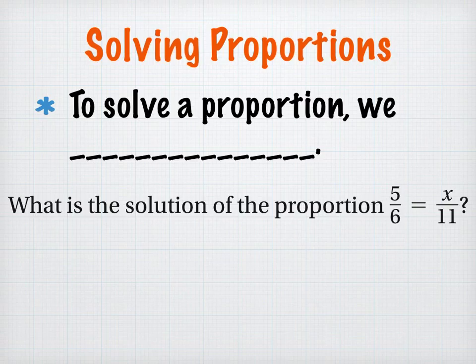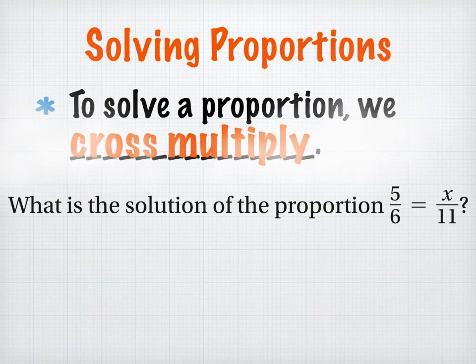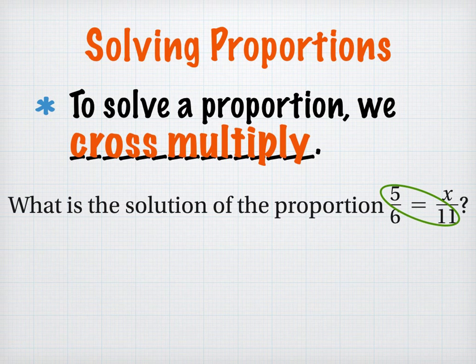Solving proportions. If you remember, a proportion is actually two ratios set equal to each other. To solve a proportion, you have to cross multiply. So a pretty basic proportion to solve says, what is the solution of the proportion? 5 over 6 equals x over 11. Cross multiplying, if you remember, means to multiply the numerator of one ratio times the denominator of the other, and do that both ways that you can, and set them equal to each other.